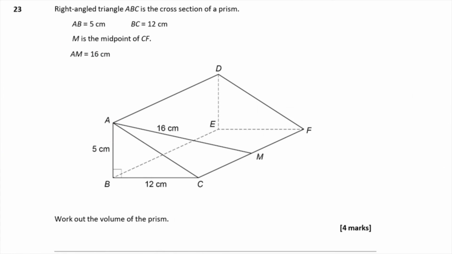Question 23. Right angle triangle ABC is the cross section of a prism. AB is 5, BC is 12, M is the midpoint of CF, and AM is 16. Okay, work out the volume of the prism.